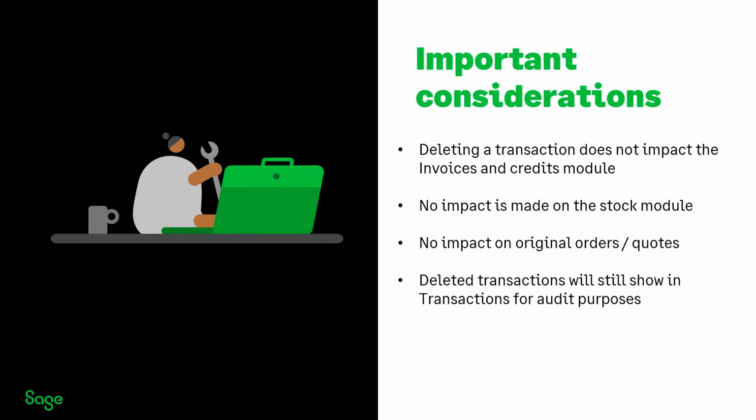There's no impact on original orders or quotes. And deleting transactions will still show in the transactions window. So you're still going to have that transaction in there for audit purposes, but it'll be in red. And you can also filter these out if you want to. So if you don't want your deleted transactions showing in there, you can hide them in the background with a filter. What I would say is though, if you're unsure, try it out in the demonstration data or take a backup of your data before you do anything, just if you're not 100% sure.